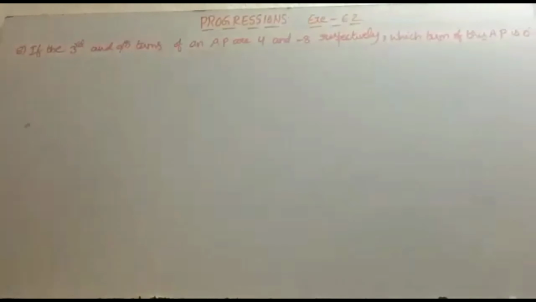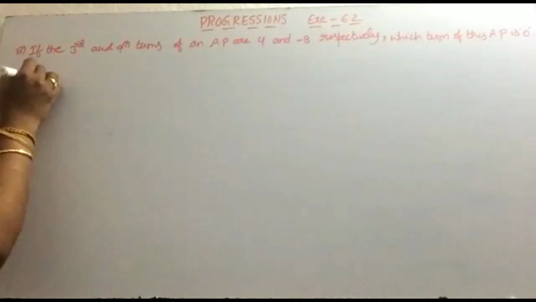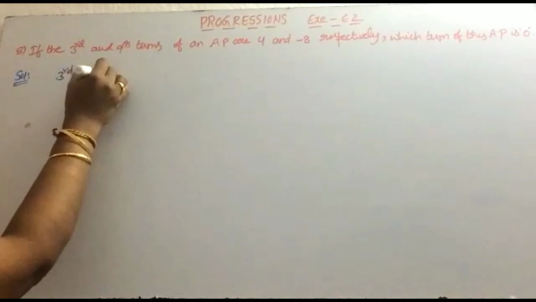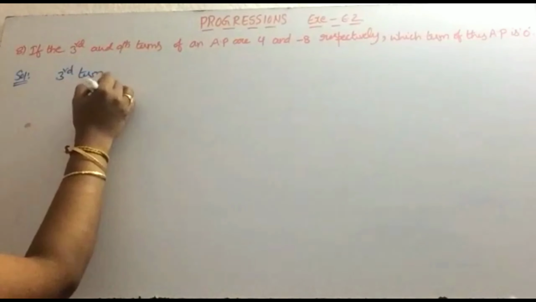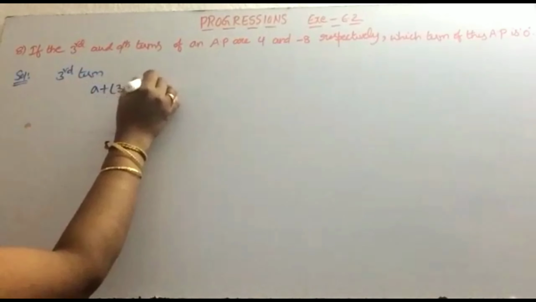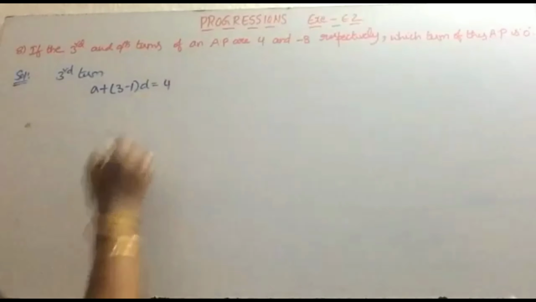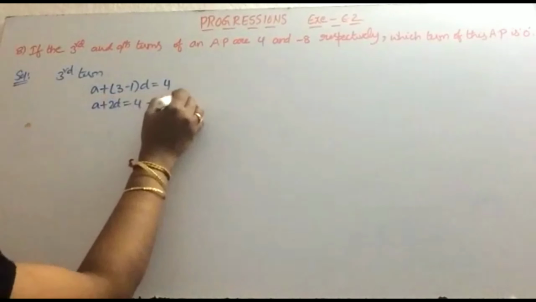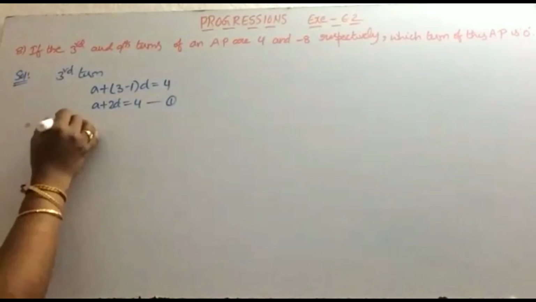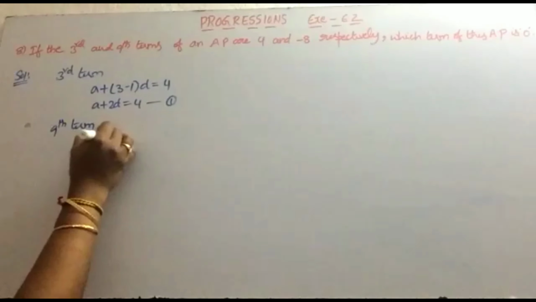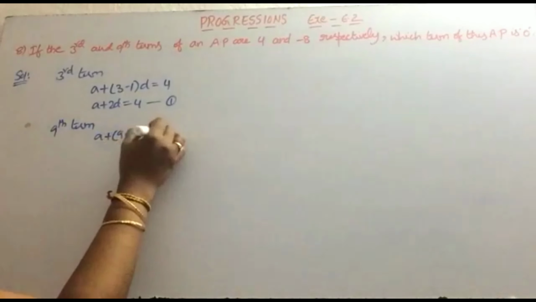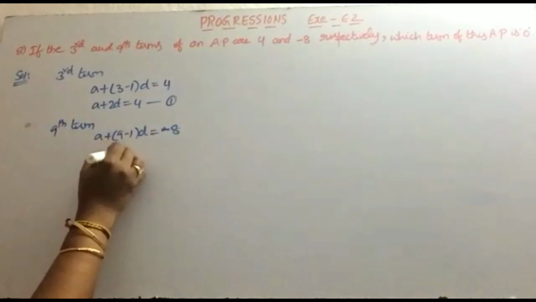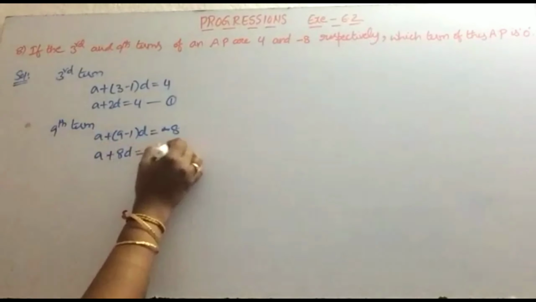Next problem is, if the third and ninth terms of an AP are 4 and minus 8 respectively, which term of this AP is 0? So first, third term, that is A plus 3 minus 1 into D is equal to 4. So A plus 2D is equal to 4. And next, ninth term, that is A plus 9 minus 1 into D is equal to minus 8. So A plus 8D is equal to minus 8.